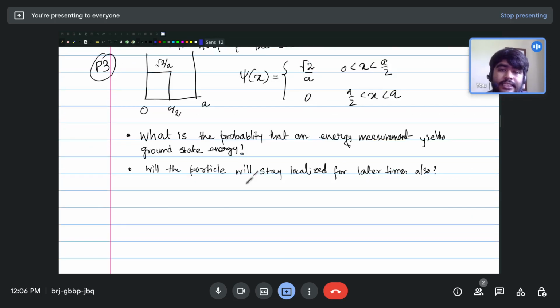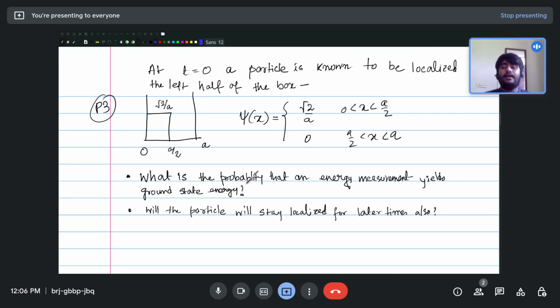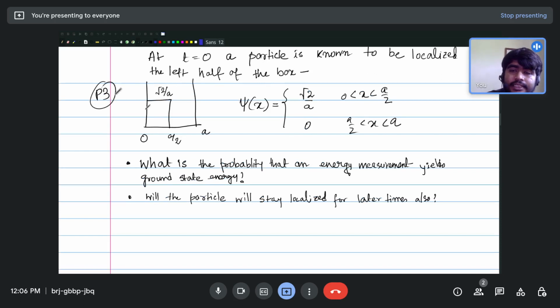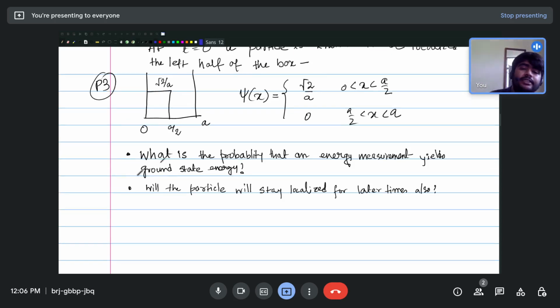All right, so this is the last problem that I wanted to discuss. The problem tells you that at t equal to 0, the particle is known to be localized on the left half of the box. So this is the initial wave function form, and it only resides in the first half, not in the second half. Now the first question is: what is the probability that an energy measurement yields the ground state energy, and will the particle stay localized for later times also?